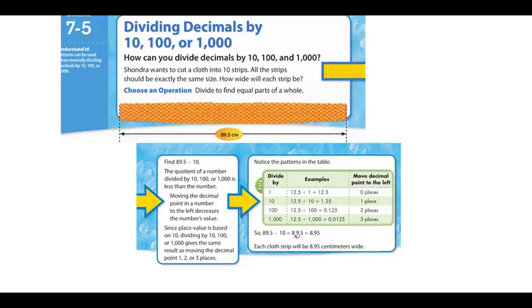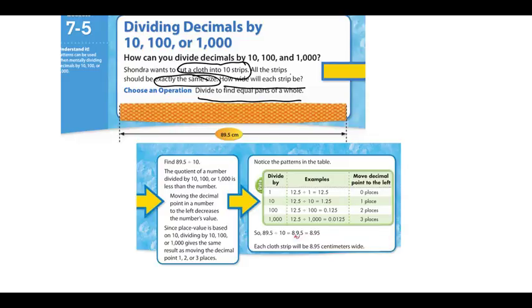Okay, so being that they need to be exactly the same size, I'm going to circle that. And she wants to cut it into 10 strips. That helps me know that I'm going to be dividing. And it says right here, divide to find equal parts of a whole. This strip shows the total length is 89 and 5 tenths centimeters. On the next page, it says find 89.5 divided by 10. Knowing that it's division, the number should be getting smaller, because when we multiplied, it got bigger.